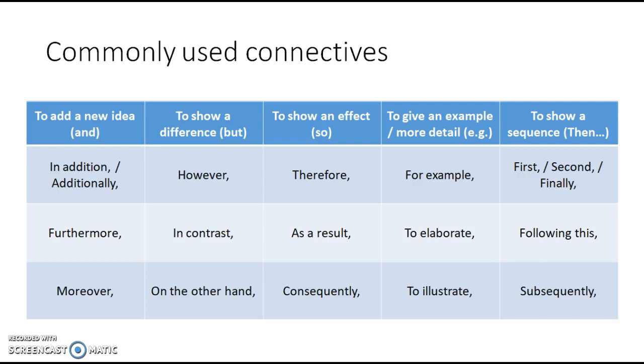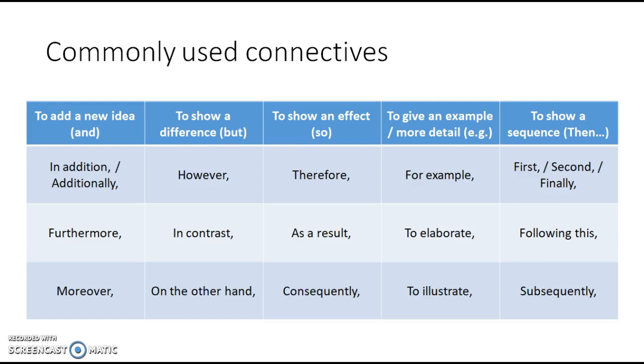So, to add a new idea, we can use "in addition", "additionally", "furthermore", and "moreover". These have the same meaning as "and". Remember, we cannot start a sentence with "and". Next, to show a difference, so we cannot start a sentence with "but", we could use "however", "in contrast", and "on the other hand". We cannot use "so" at the beginning of a sentence, but instead we can use "therefore", "as a result", and "consequently".